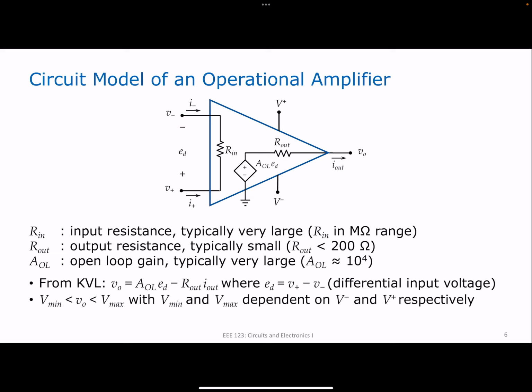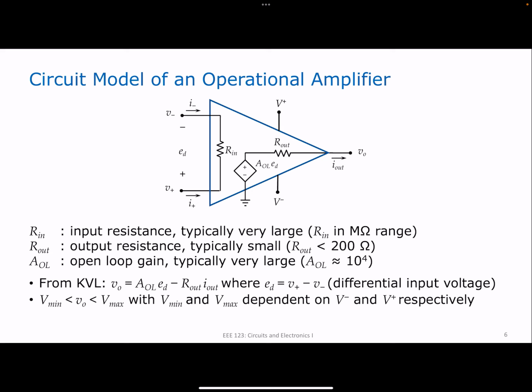Okay. The output is this voltage source minus the voltage drop across this resistor. The voltage drop across this resistor is I out multiplied by R out. So that is this equation over here. Your output is A sub OL times E sub D, that's this voltage source, minus R out times I out, where E sub D, as I already mentioned, is the potential difference between your non-inverting and your inverting input. We sometimes refer to this as your differential input voltage.